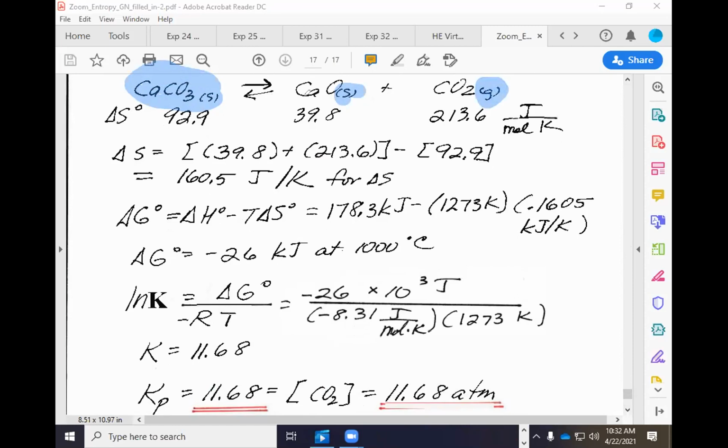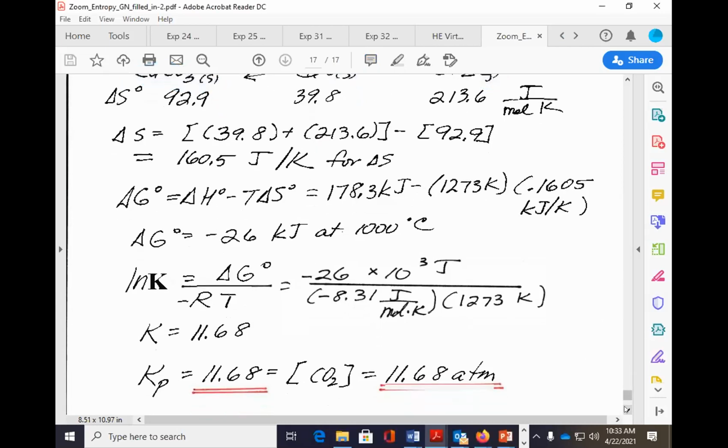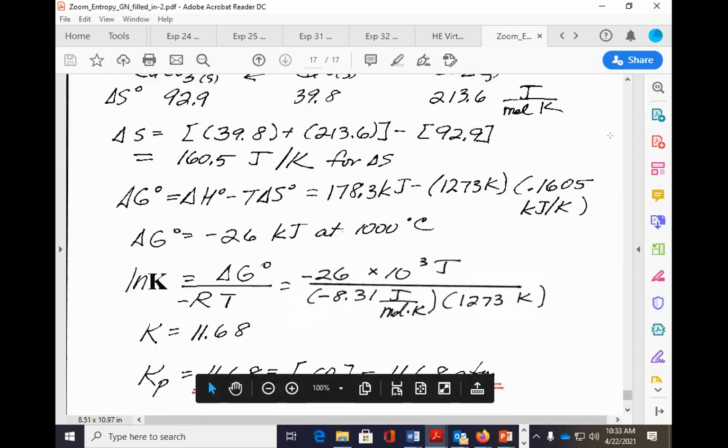Okay, so the solids are not in the expression. That means your KP expression is just the carbon dioxide, and then you have to go in and put in your units. We can keep it at ATM. We don't have to change it to pascals. You're supposed to put it in ATM. Okay, does anyone need more time copying it down?